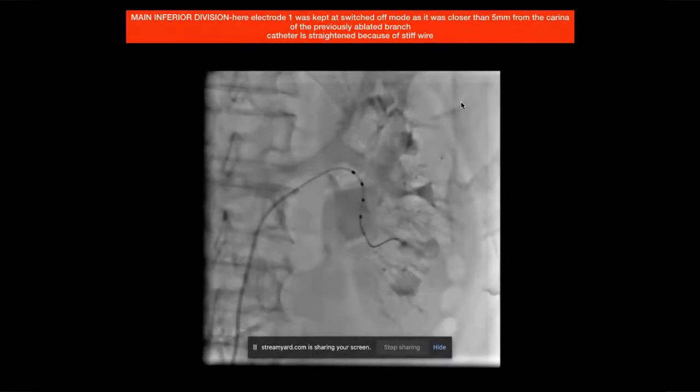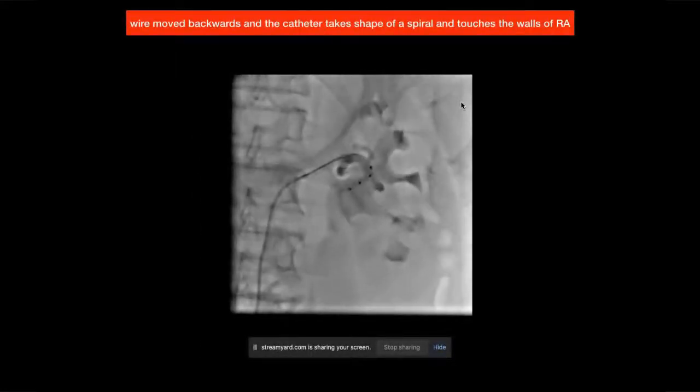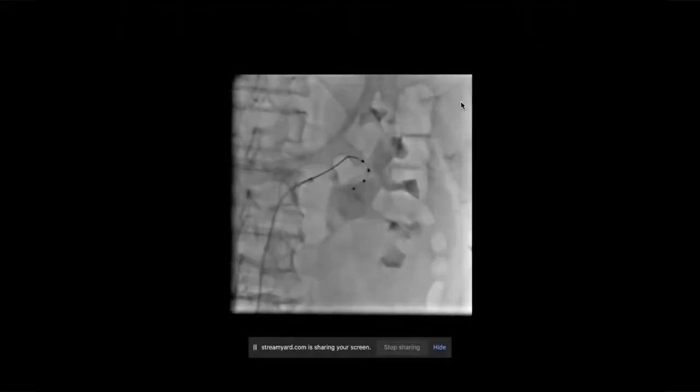Then again, wires move backward. Catheter takes the shape of a spiral, touches the walls of the renal artery. Remember, every time you advance or you pull back this catheter, you have to reinsert the wire. You cannot pull or push this catheter without the support of the wire.